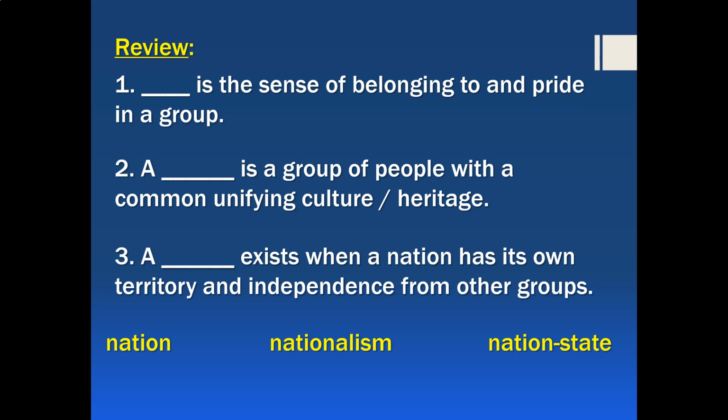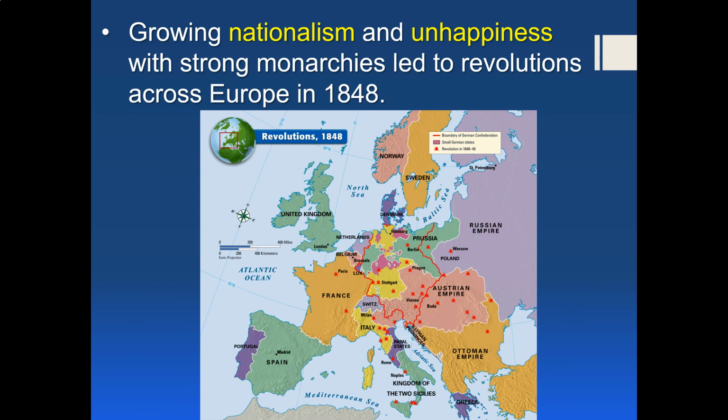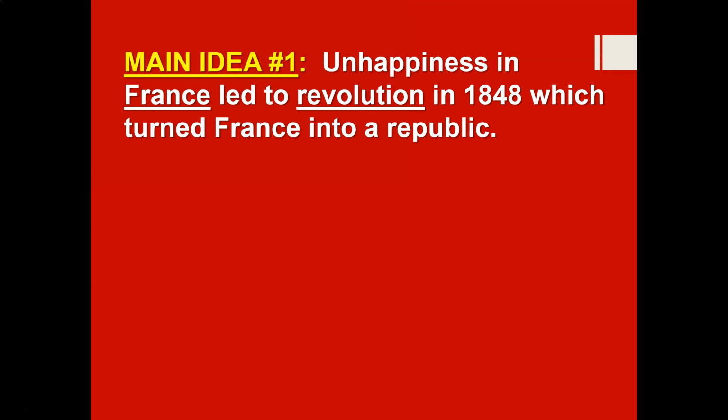As a quick review, we learned in our last video that nationalism is the sense of belonging to and pride in a group. We learned that a nation is a group of people with a common unifying culture and heritage. And number 3, we learned that a nation state exists when a nation has its own territory and independence from other groups. So nationalism is growing across Europe in the early 1800s. People are upset by being ruled by foreigners and also being ruled by strong monarchies. And so we're going to see some revolutions break out in 1848.